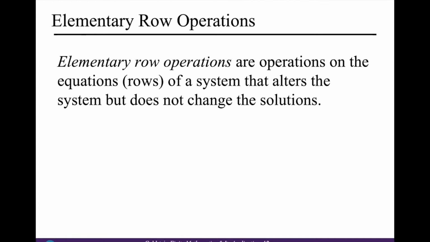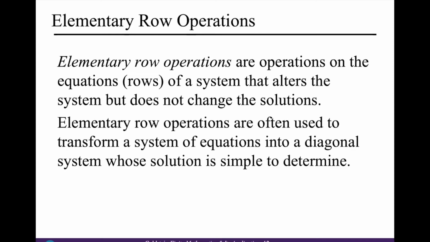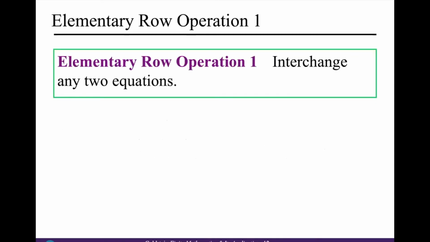So in order to put systems of equations into diagonal form, we're going to use elementary row operations. These are operations on the equations or rows of a system that alter the system but do not change the solutions. Elementary row operations are often used to transform a system of equations into a diagonal system whose solution is simple to determine. So the first elementary row operation is just to interchange any two equations.